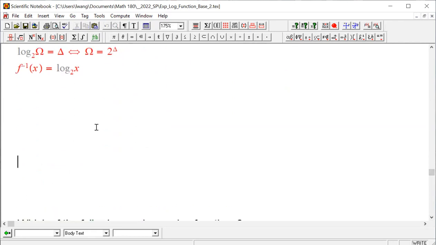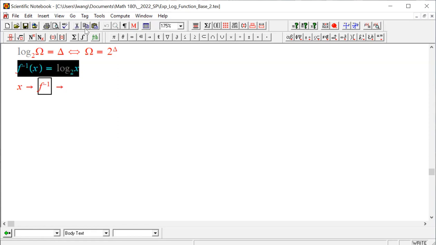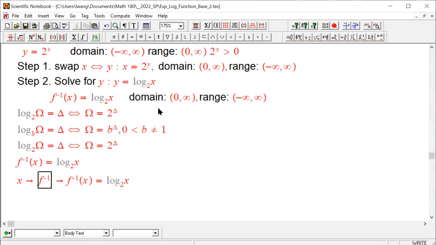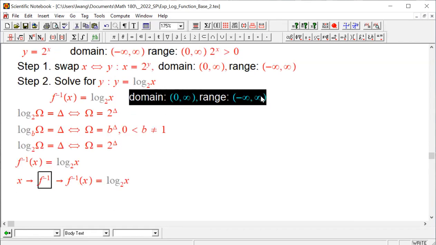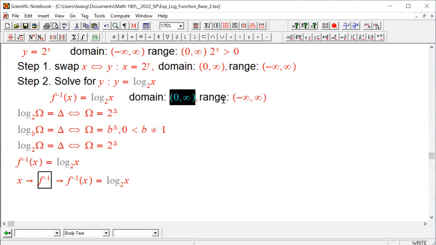Okay, so now the rule is F inverse. It produces an output, and that output is going to be log base 2 of x. So any input you give me, we're going to produce an output, right? In our previous discussion, in the inverse function context, we decided the domain is all positive numbers and the range is all real numbers.